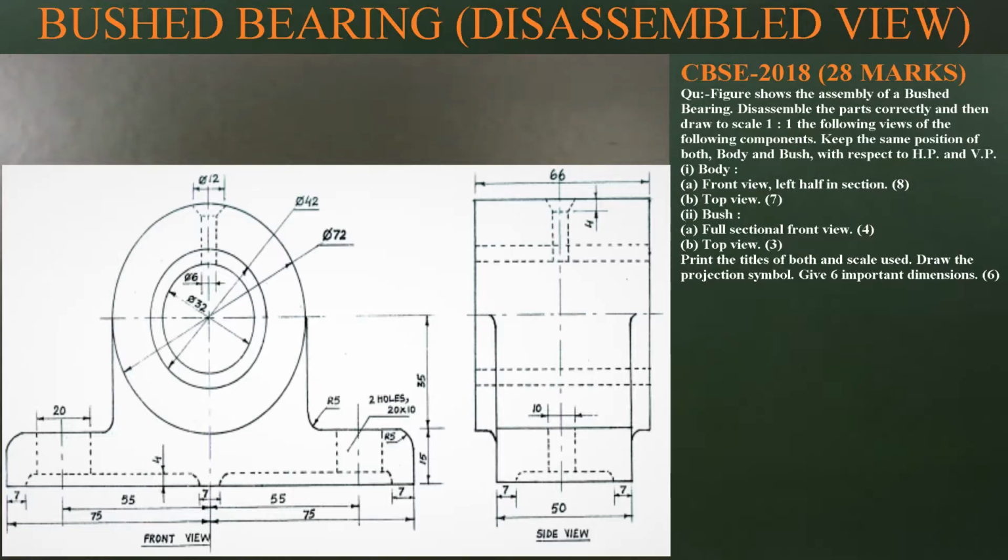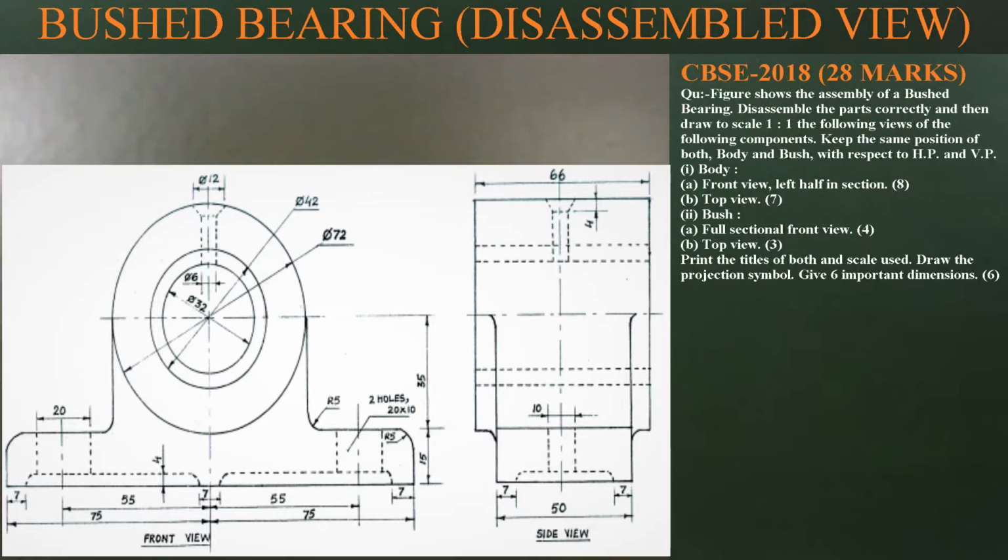First, for the body: front view with left half in section, and top view. Marks: 8 for the front view with left half in section, 7 marks for the top view. Second, the bush: full sectional view for 4 marks and top view for 3 marks.